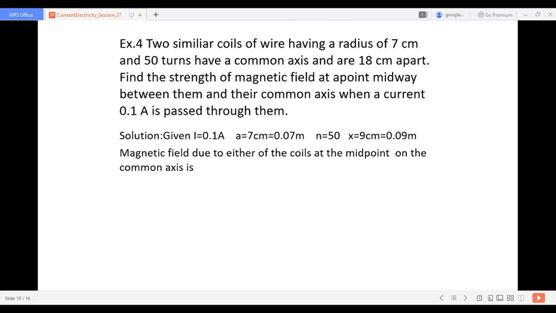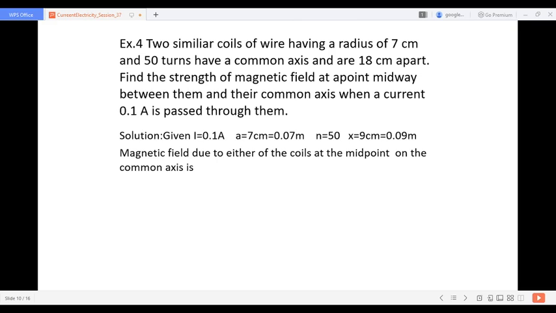Let us proceed to the fourth problem. Two similar coils of wire having the radius of 7 cm and 50 turns have a common axis and are 18 cm apart. Find the strength of the magnetic field at a point midway between them and their common axis when the current 0.1 ampere is passed through them.